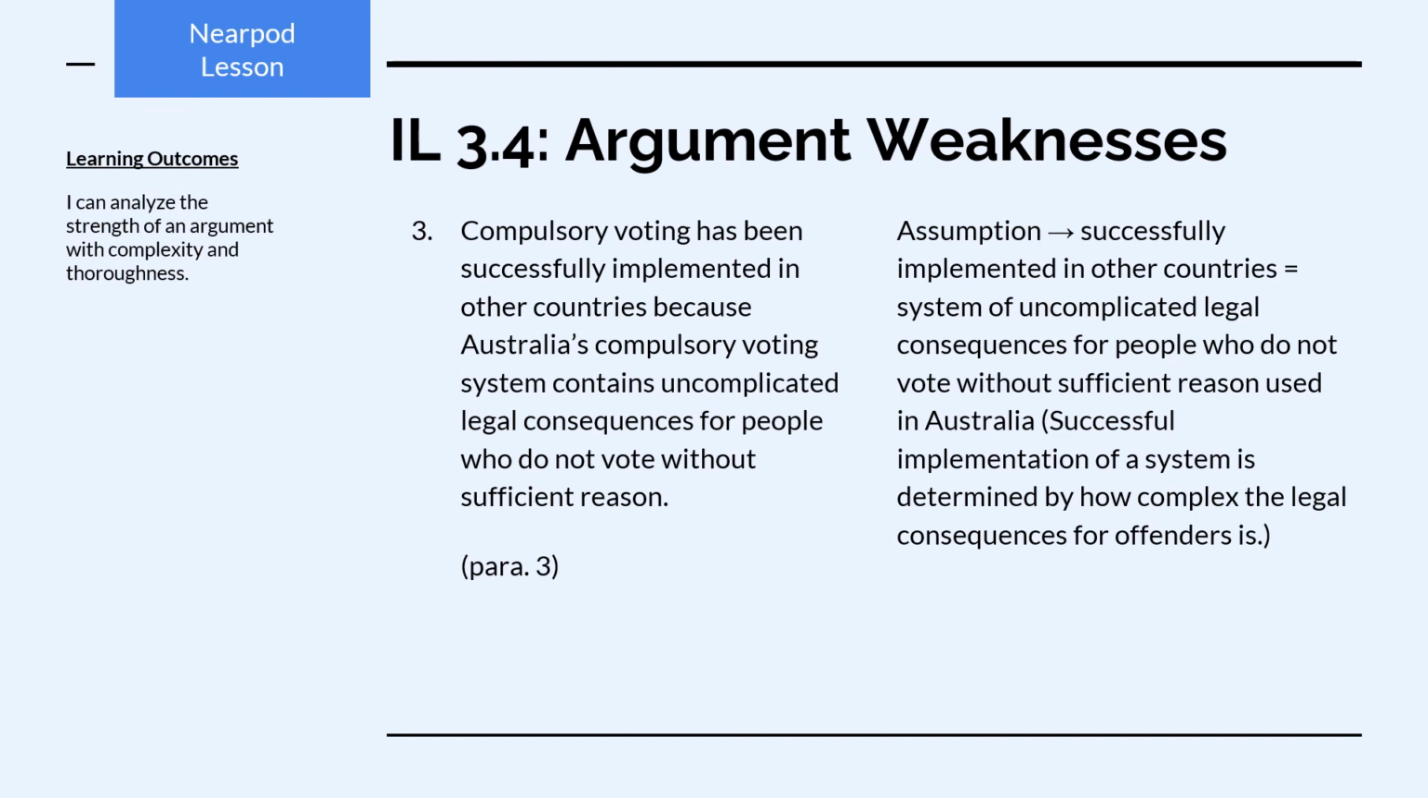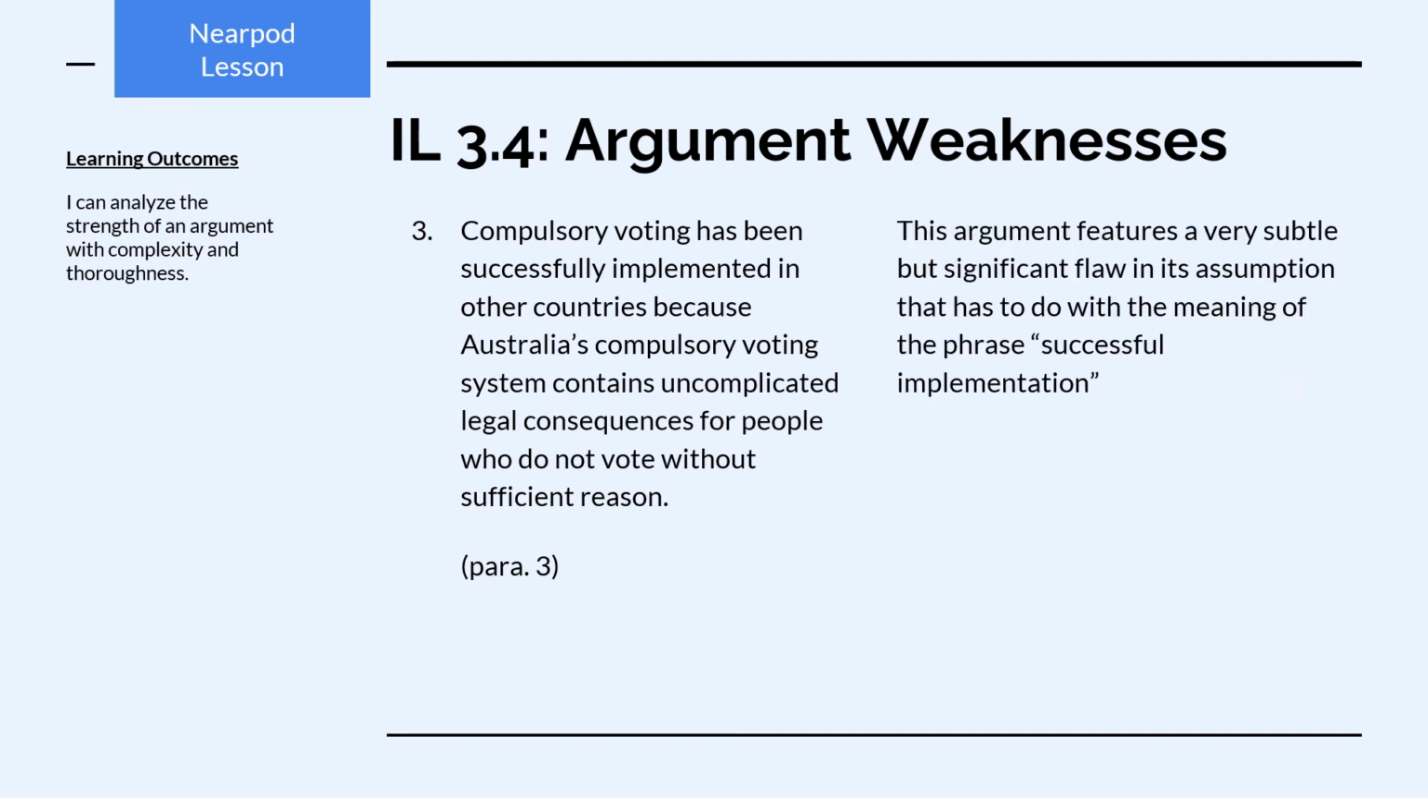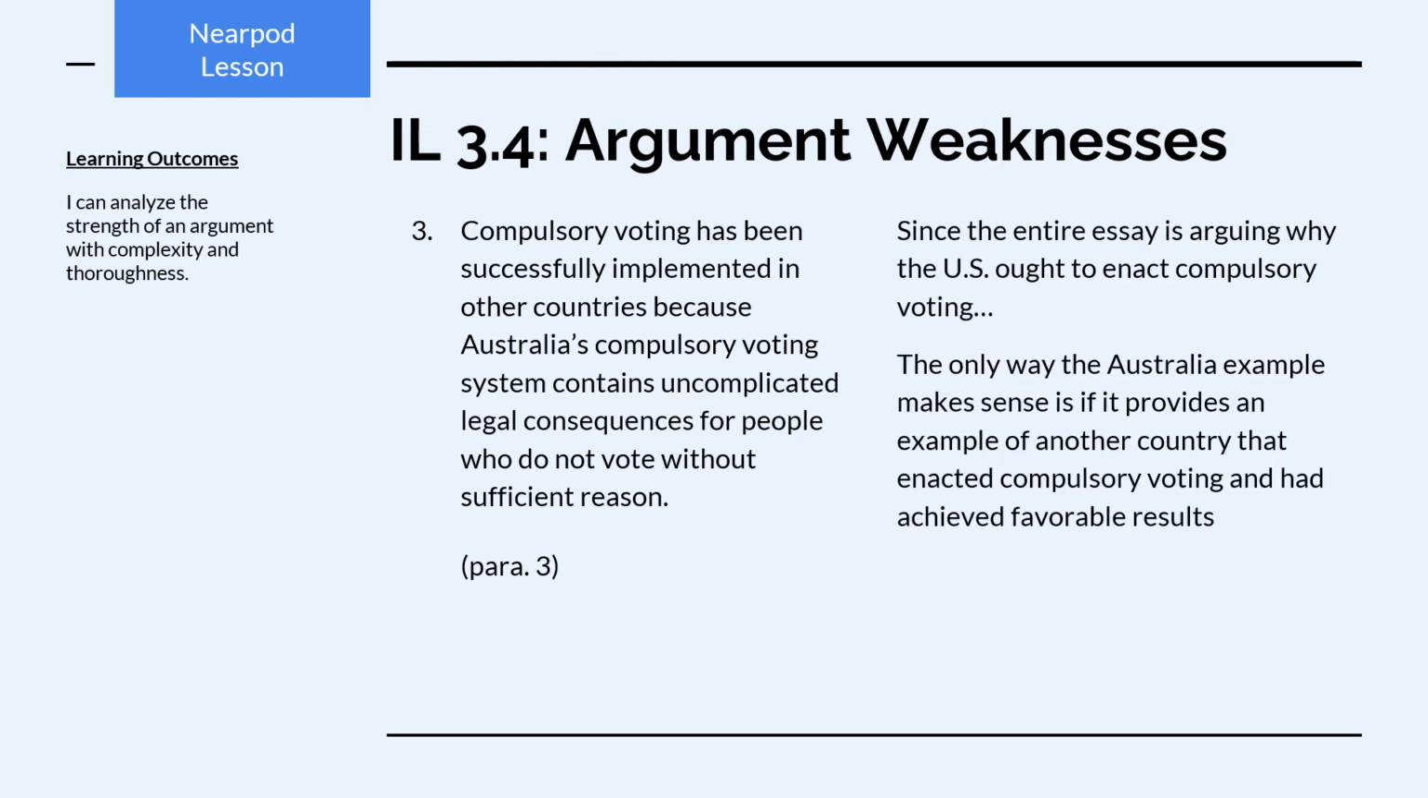That took me a little while to get, and it's because the argument, in addition to being weak, is actually kind of poorly written. It skips several logical steps. Here, however, I went ahead to say that this argument features a very subtle but significant flaw in its assumption. And it all has to do with the meaning of the phrase, quote, successful implementation. Since the entire essay is arguing why the US ought to enact compulsory voting, the only way that this Australia example would make any sense at all is if it provided an example of another country that had enacted compulsory voting and had achieved favorable results.